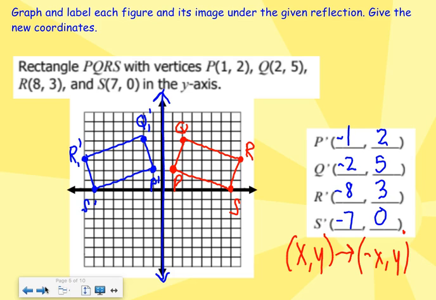Yep. Our pattern on this one, your x coordinate becomes negative and your y stays the same, if you want to jot that down. I know these kind of get redundant, but I just want to do an example of each of the different kinds of things we can see. Are we okay on this one?